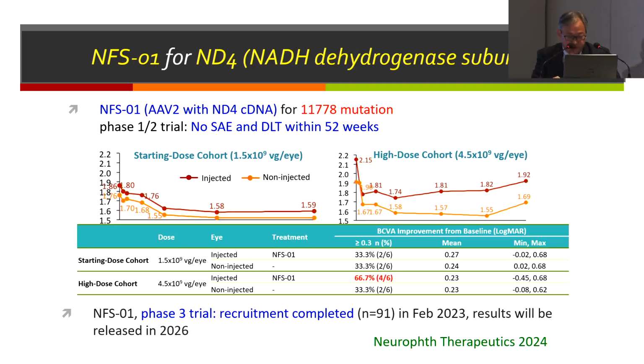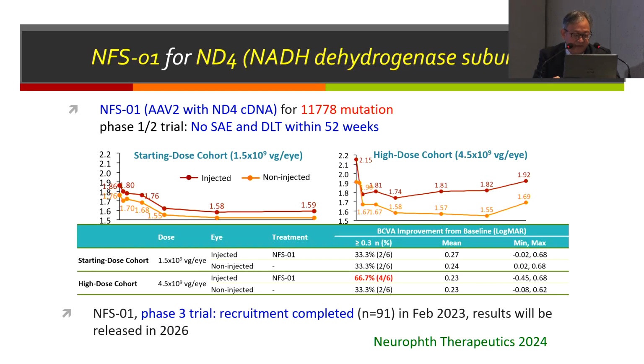So this is the preliminary data provided to me by Neurophth Biotechnology. They found that in the phase 1/2 study, NFS-01 has been very safe, with no severe adverse events and no dose-limiting toxicity over 1 year of follow-up. You can see that they have 2 groups, one with a starting dose and the other with a high dose. The high dose seems to have a higher rate of response, so they think this drug could be very beneficial for the patients.